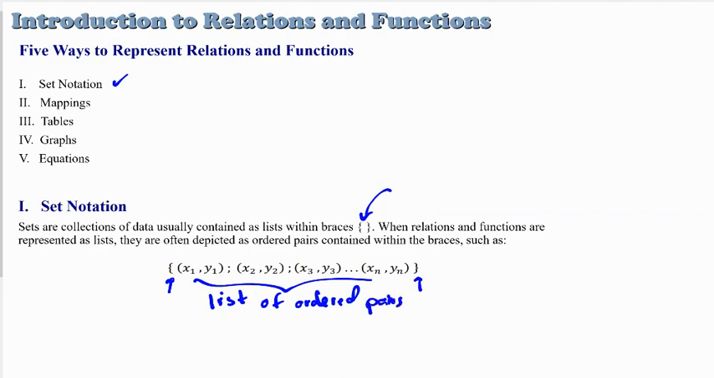When relations and functions are represented as lists, they often depict as ordered pairs contained within braces, such as what you see here. And we have x1, y1 represents the x and y value from point number 1, x2, y2 represent the x and y values from point number 2, and so on. I can give an example. Let's say 1, 1, 2, 3, negative 1, 5. And this would be an example of a function because each domain value is unique.